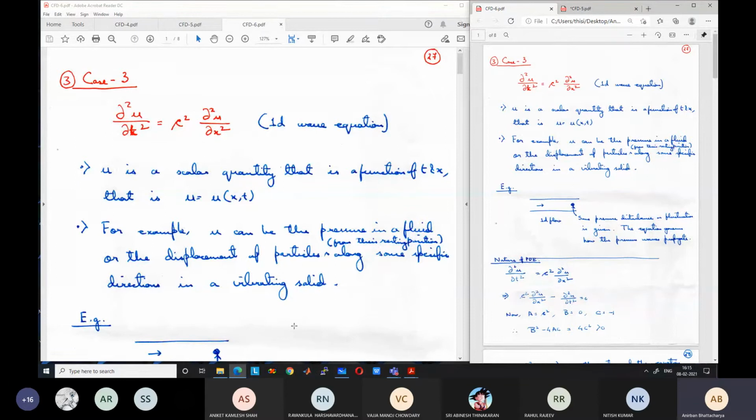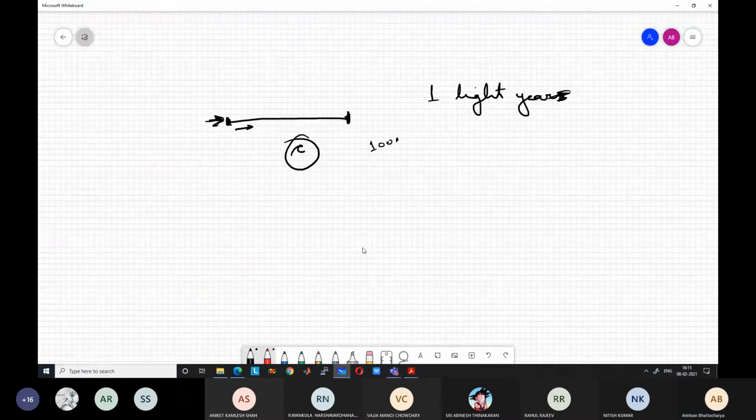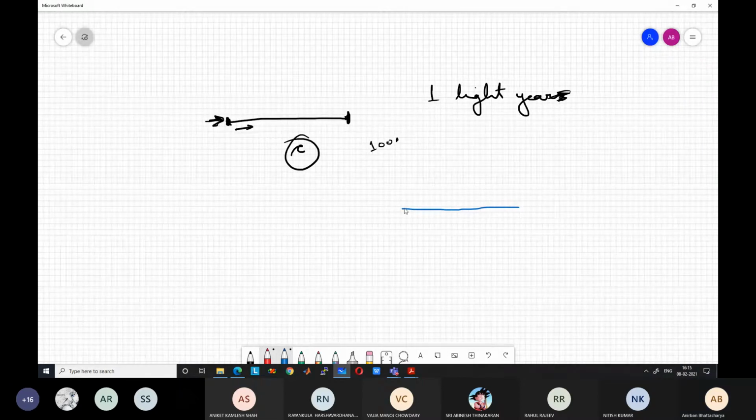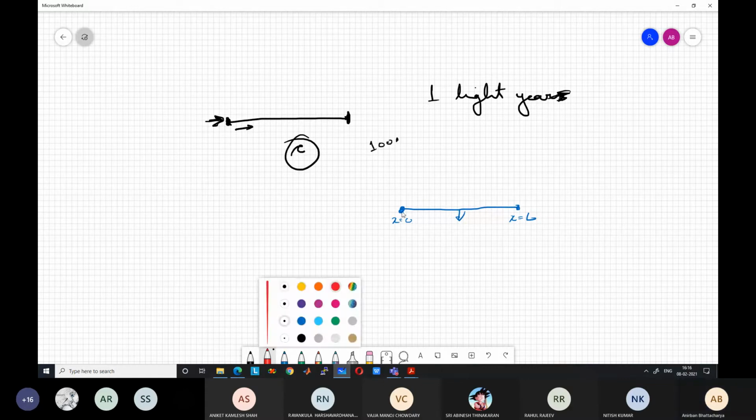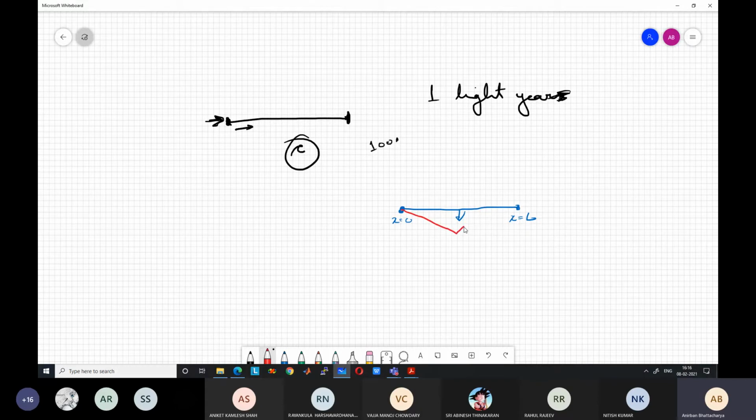Say I have a rope like this, which is held at two ends. This is x equal to 0 and this is x equal to L. This is a rope or wire, like a guitar string. Now I pull it at this point and release it. You can consider that this is a guitar string or something like that. So at this moment, it looks like this at a certain time, and I release it.